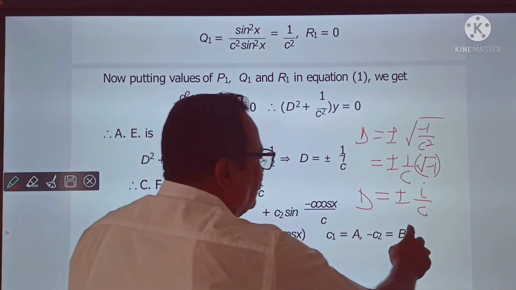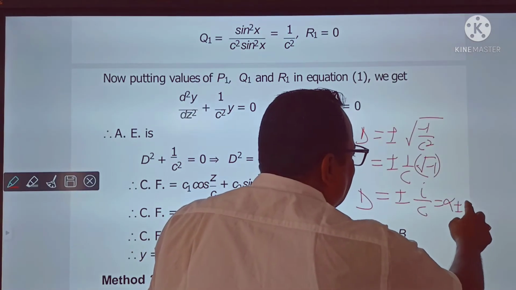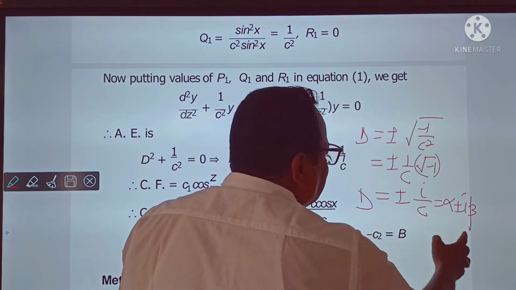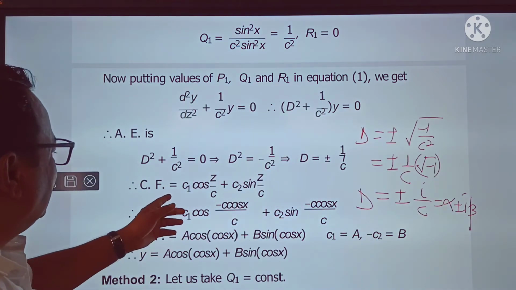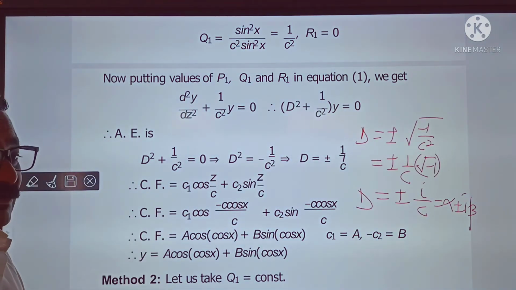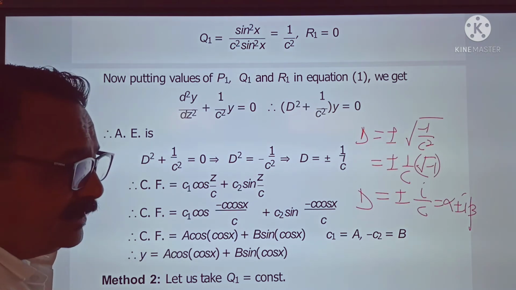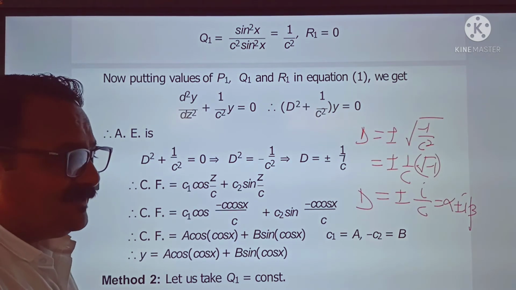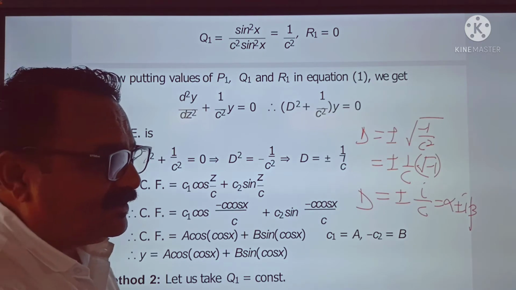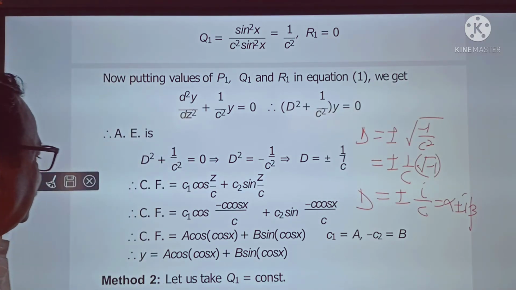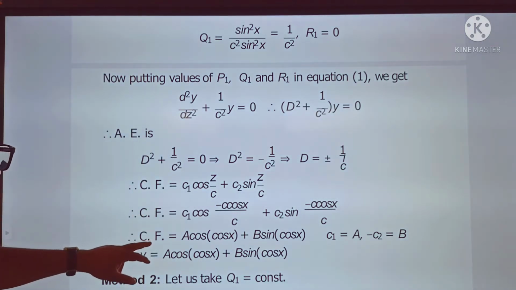Compare this to alpha plus minus i beta. Alpha is 0, beta is 1 upon c. So when the roots are imaginary, we know CF is e raised to alpha x into bracket c1 cos beta x plus c2 sin beta x. So CF is the answer.